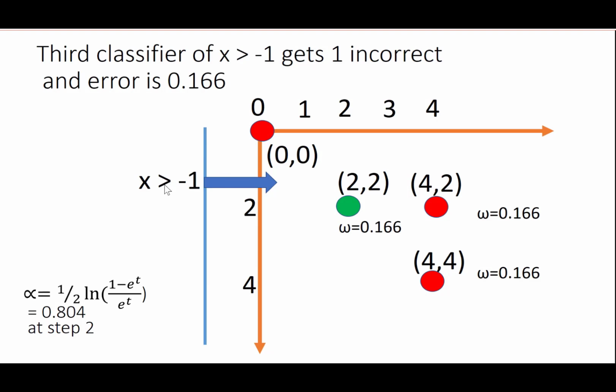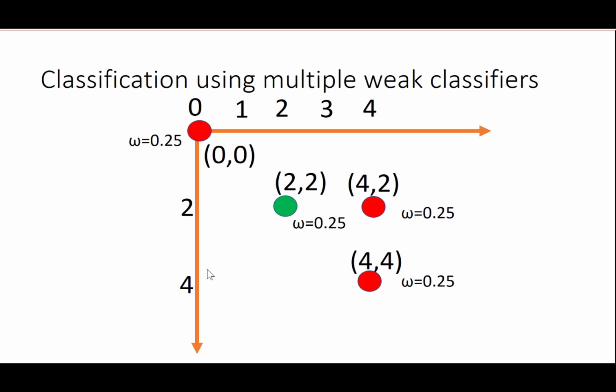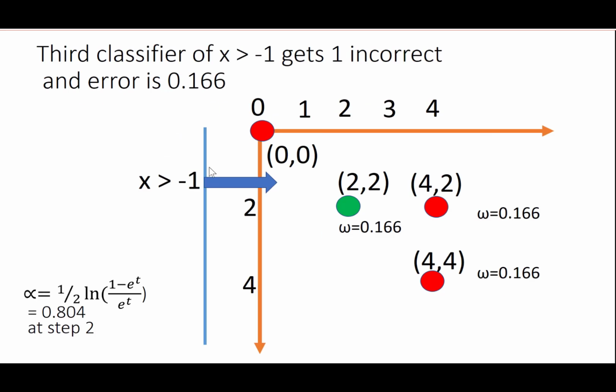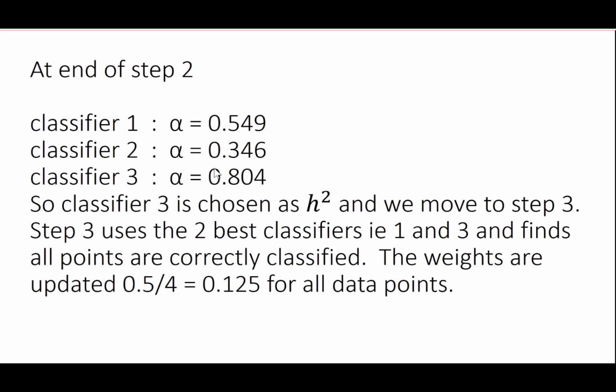So this is the one, x is greater than -1. Now this classifier gets that one correct, and that correct, and that. It only misclassifies this one, the green one. So now the error is 0.166, and when we take the log of this number, it's 0.8. So alpha now of this classifier is 0.8. So on the second round now, we've got our second classifier specified, H2, and it's going to be classifier 3.